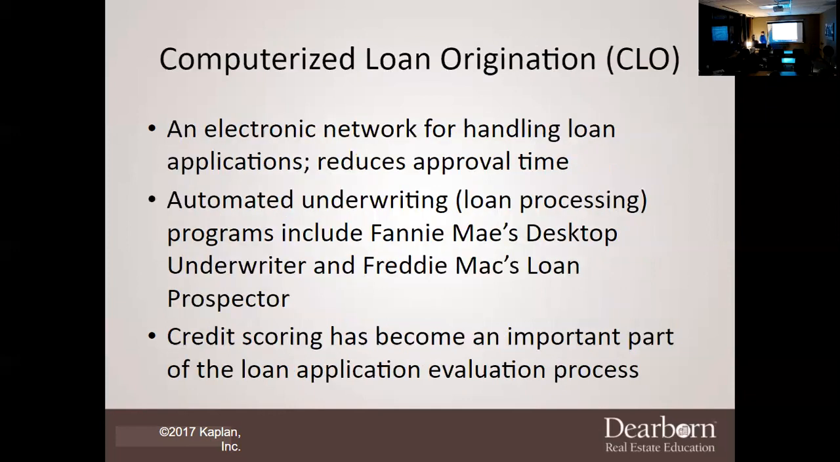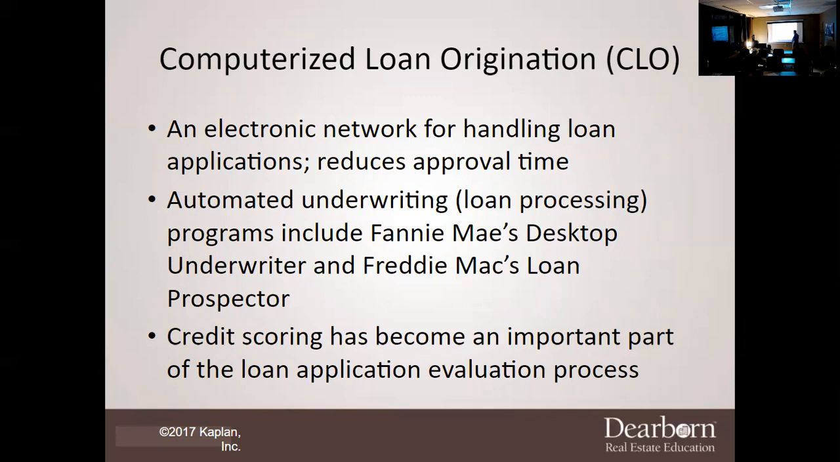So, the Computerized Loan Origination. Now, we're not going to spend too much time on this at all because we don't deal with this. Now, if you're a mortgage broker, you're going to need to know this. But you as a real estate agent will not ever deal with this, okay? But it's an electronic network for handling loan applications, and it also reduces the approval time. It is also the automated underwriting loan processing programs that's included in Fannie Mae's Desktop Underwriter and Freddie Mac's Loan Prospector. The credit scoring has become an important part of the loan application evaluation process.